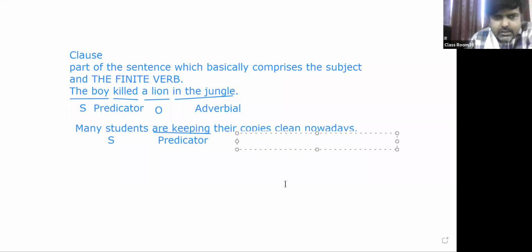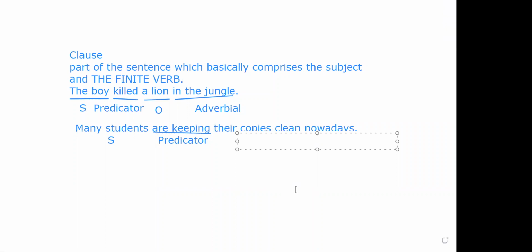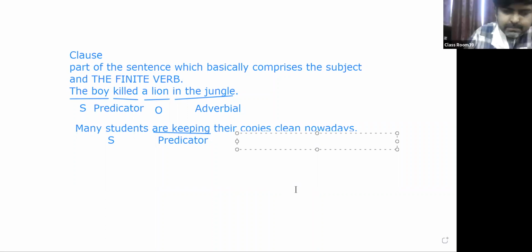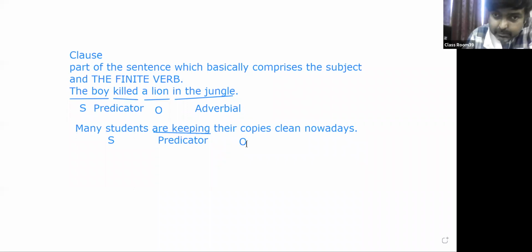Then what next? Which is your object? Is there any object in this sentence? Copies. Their copies. Their copies होगा ना, copies को their modify कर रहा है यहाँ पे, ठीक है? There is a determiner, not an adjective. Remember that. Their copies. Then here their copies हो गया object.